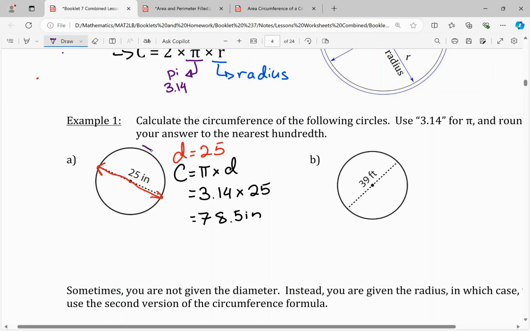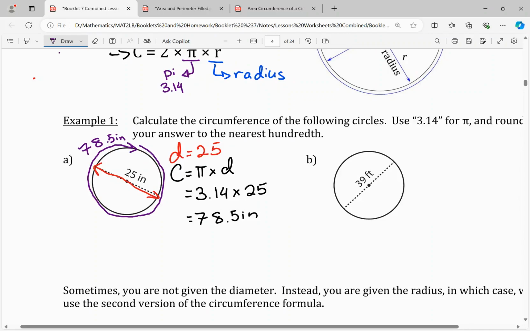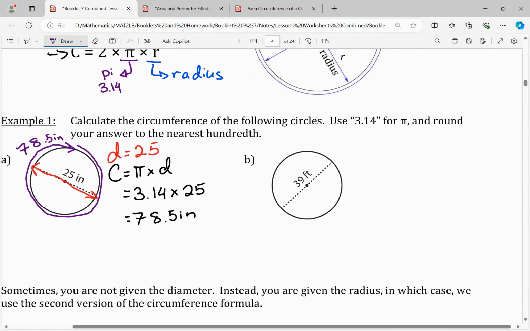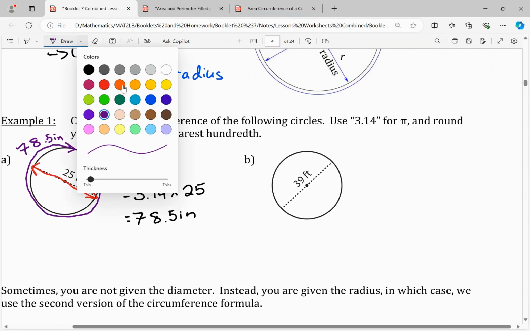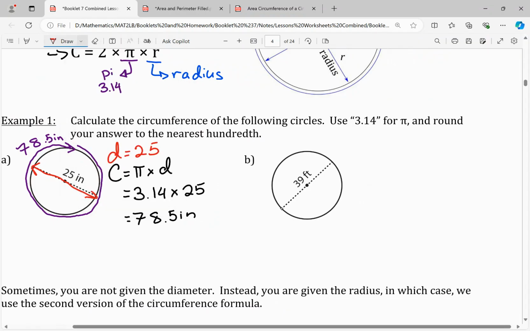So what that means is that this distance all around the circle is 78.5 inches. If I had a string and I wrapped it around, that is the length of string that I would need. Take a second, solve the next problem on your own, and then make sure that your answer matches mine.